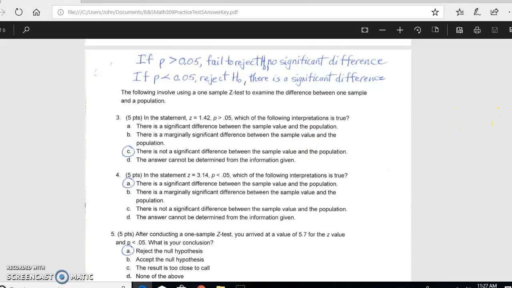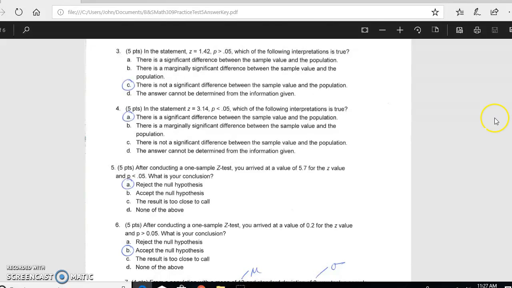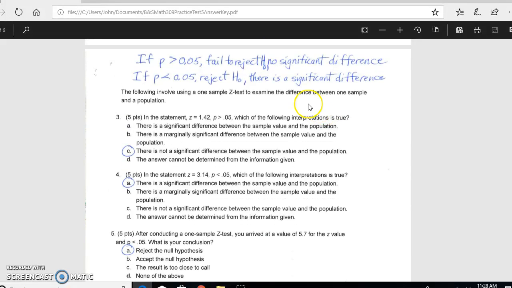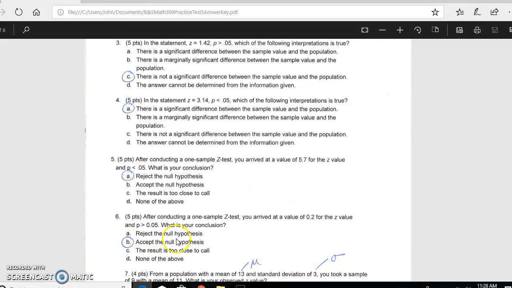And then on number 6, we read, after conducting a one-sample z-test, you arrive at a value of 0.2 for the z-value and p greater than 0.05. What is your conclusion? And because the p is greater than 0.05, we fail to reject the null hypothesis, which is really the same as saying that we accept the null hypothesis, and our answer would be letter B.